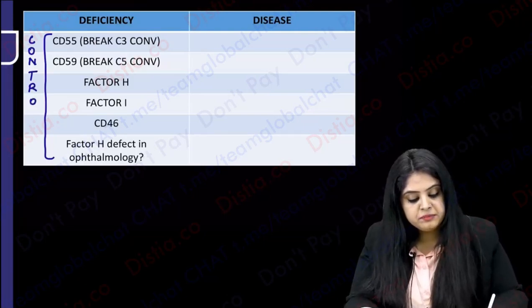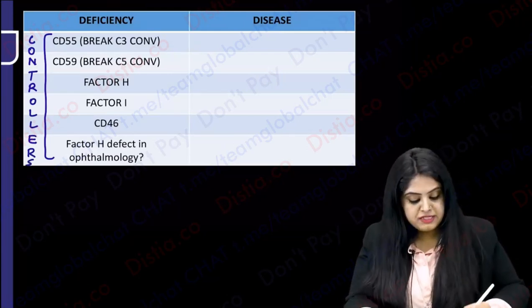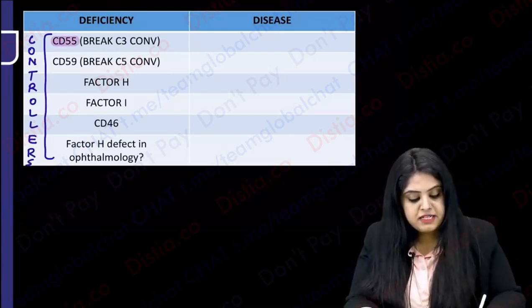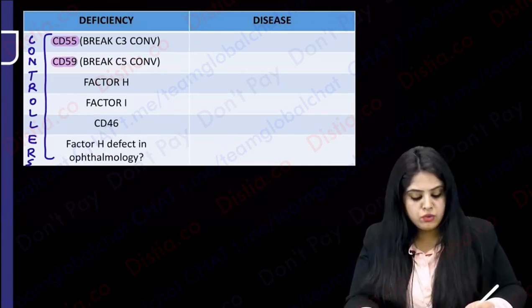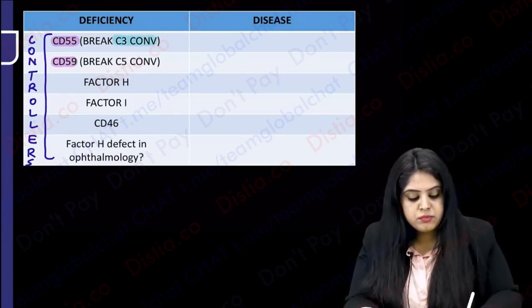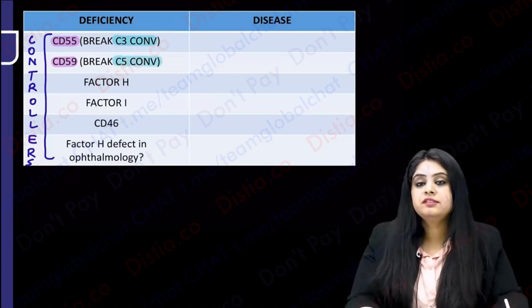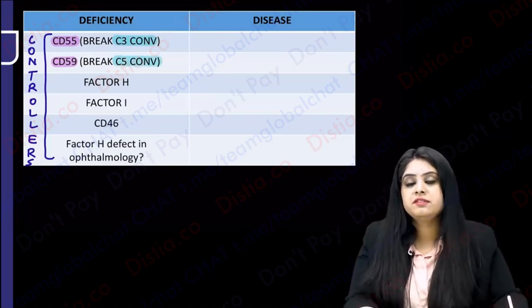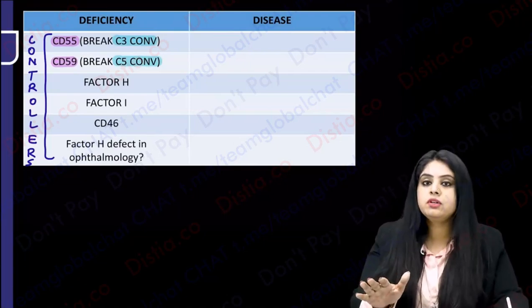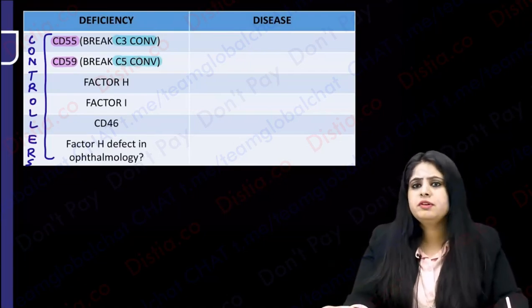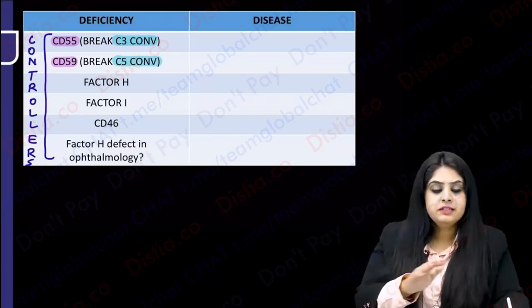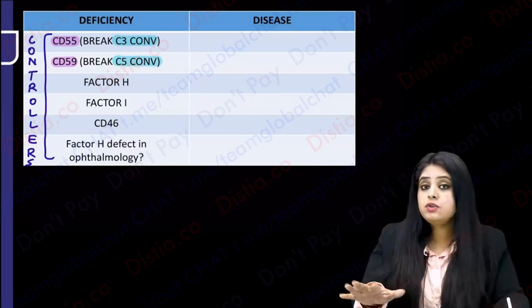of the complement system. So, CD55 and CD59, what do they break? How do they control? They break the two most important odd number converters, C3 converters and C5 converters. So if these two are broken, the complement system will not work. So they're good for us. CD55 and CD59 control your system.